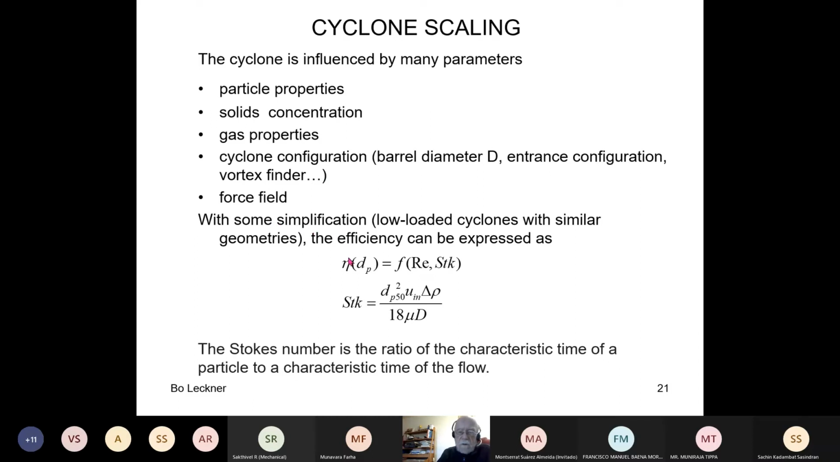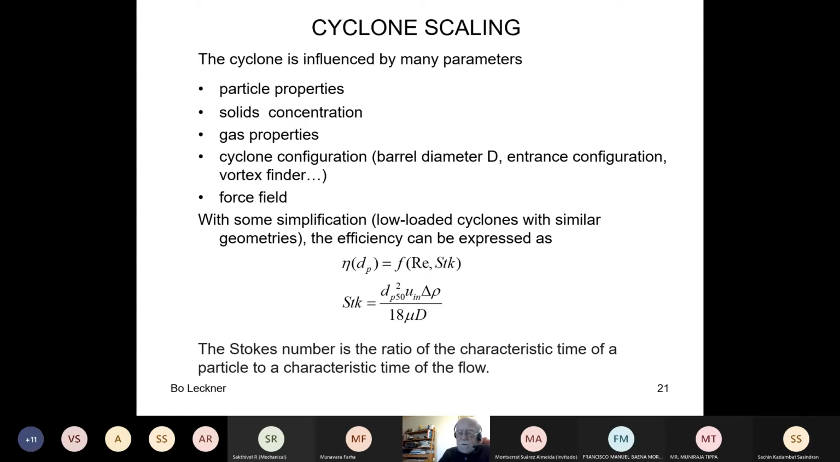Often it is possible to describe the cyclone efficiency with two parameters, Reynolds number and Stokes number. Stokes number is this criterion containing the particle size, and it contains also the size of the cyclone. In fact, the Stokes number is the ratio of a characteristic time of a particle compared to a characteristic time of the flow. And what is that characteristic time? Well, it could be the time needed for a particle to stop.